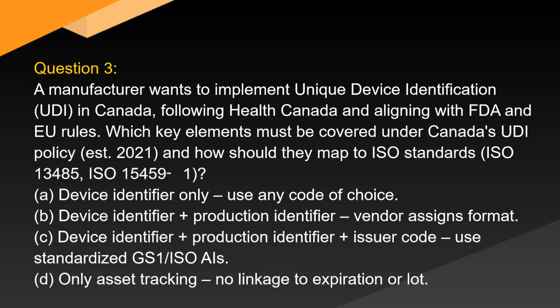A. Device identifier only, use any code of choice. B. Device identifier plus production identifier, vendor assigns format. C. Device identifier plus production identifier plus issuer code. Use standardized GS1 ISO AIs. D. Only asset tracking, no linkage to expiration or lot.